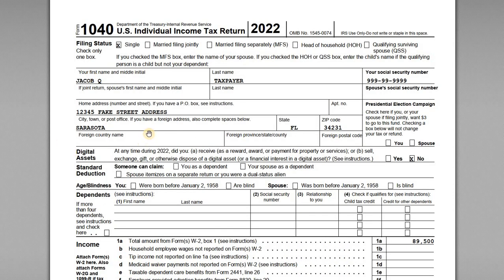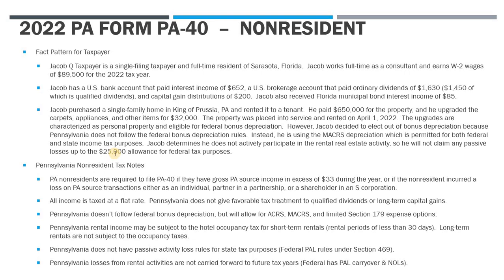We've also got Jacob's Form 1040 as well, so we'll cover these details also. And then lastly, I do have a slide here covering just the background on the fact pattern that we're going to be working with, and then some Pennsylvania tax notes that would be applicable if you're filing a non-resident return.